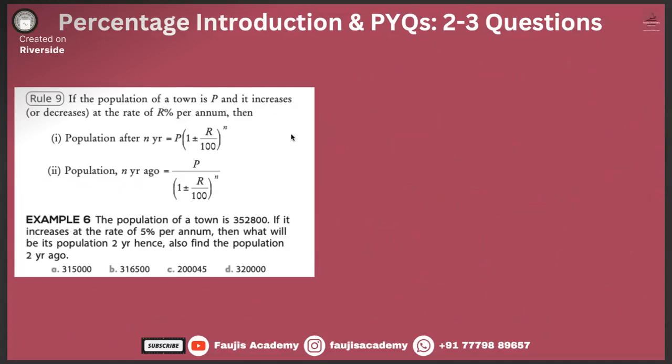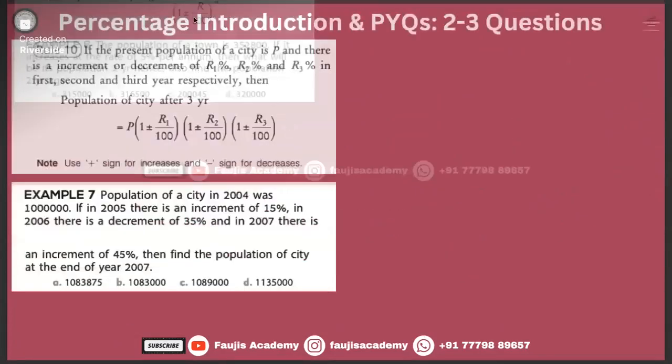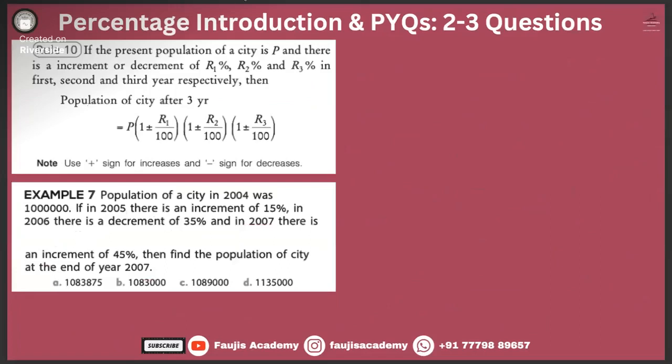Right, guys? So we'll move to the next question, next concept, probably the last concept for the day. It says if the present population of a city is P and there is an increment or decrement at this rate, X, Y, Z, for the second, third year population. Easy. Let's jump onto the question.